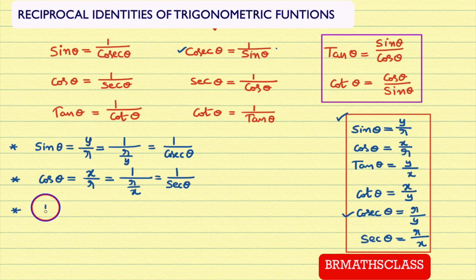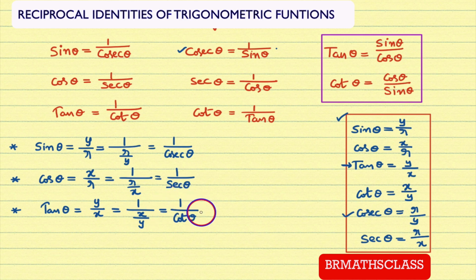Now, I prove that tan theta equal to 1 divided by cot theta. From the definition of trigonometric functions, tan theta is y by x. This y by x can be written as 1 divided by x by y. What is x by y? X by y is cot theta. Therefore, tan theta is 1 divided by cot theta.